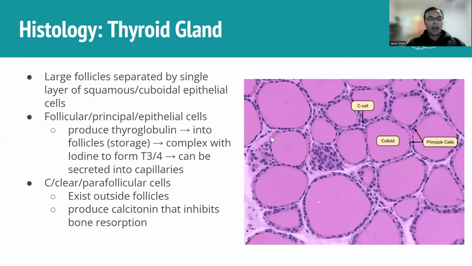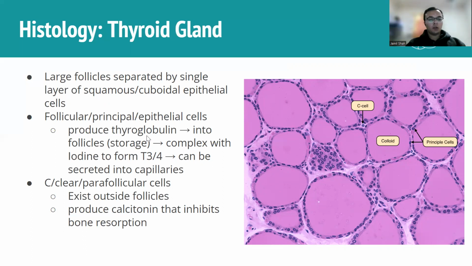All right, now we come to the thyroid gland. So the thyroid gland essentially looks very, very distinct histologically. It's got these large follicles separated by a single layer of squamous or cuboidal epithelial cells. And these epithelial cells we often call the follicular or principal or just epithelial cells of the thyroid. And they have a very important role, which is to produce thyroglobulin, a protein that is going to be responsible for eventually becoming T3 and T4, our thyroid hormones.